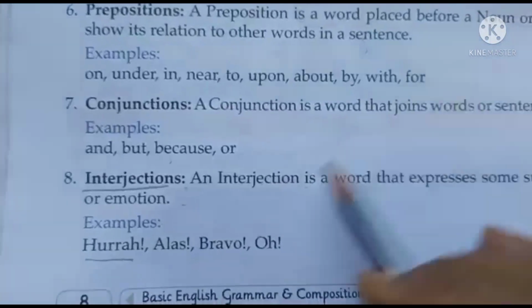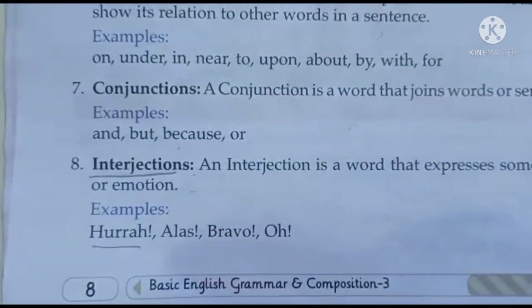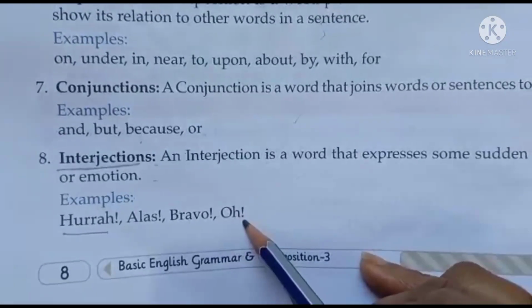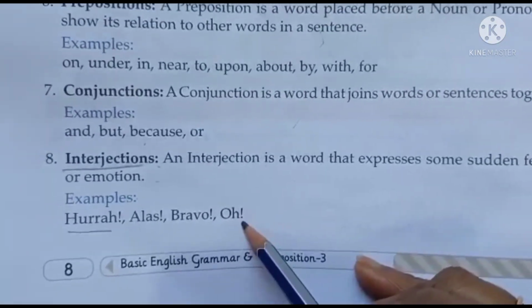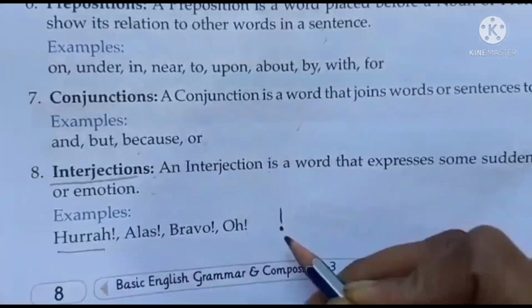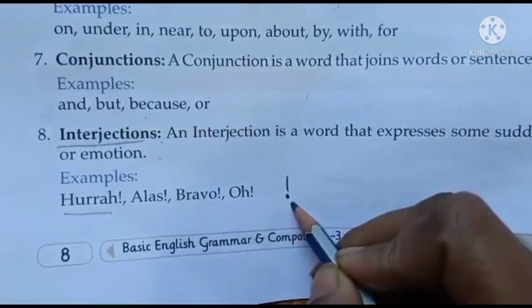Alas! When something bad happens, we say this, alas. Next is bravo. Oh! So these are the words that are interjections, and we have an exclamation mark like this. This is called an exclamation mark that we put after these words.